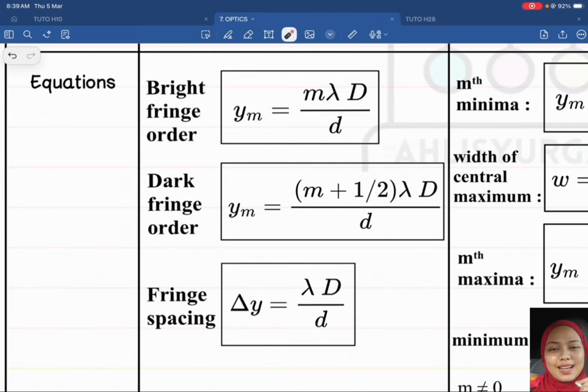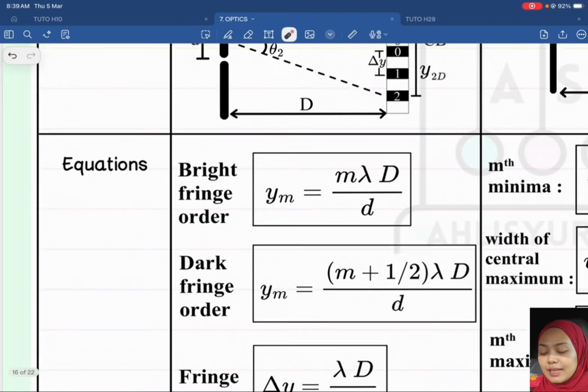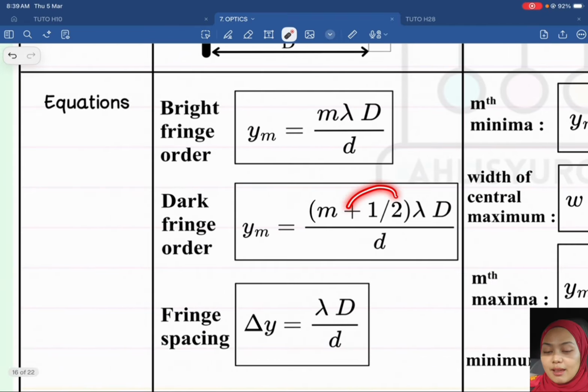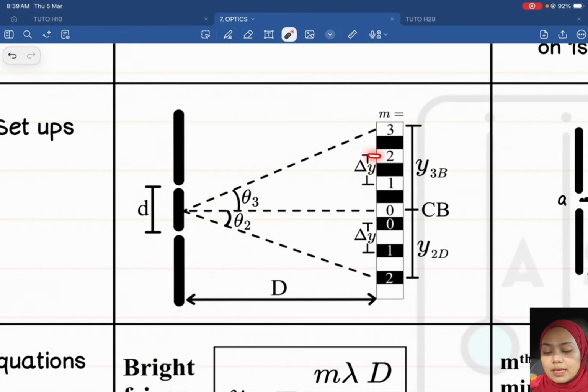Why is it plus half? Because it's coming from two in-phase coherent sources, and that's why if you want to get the dark fringe, you have to add in half. Fringe spacing, which is the delta Y, equals lambda D over d. Notice that we don't have any order anymore because whatever the sequence is, it is the next consecutive bright fringe or dark fringe.